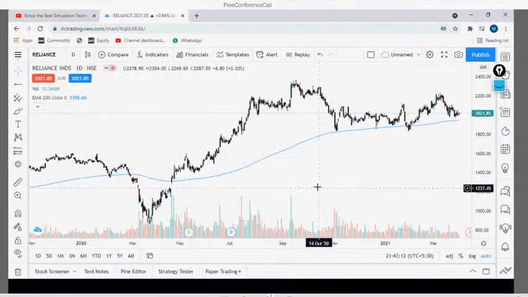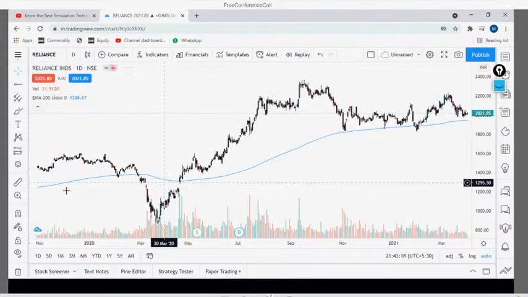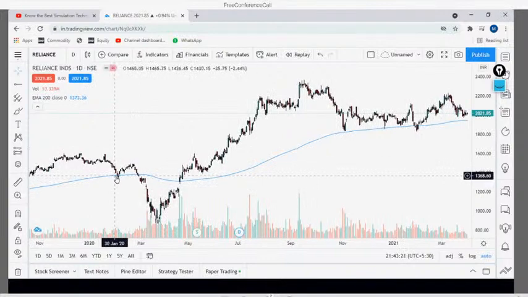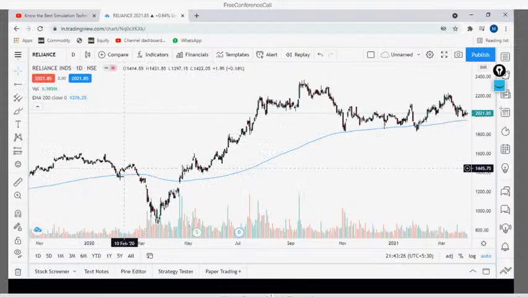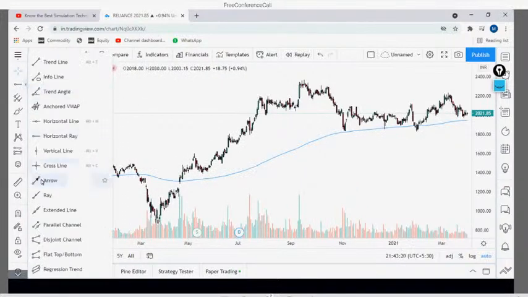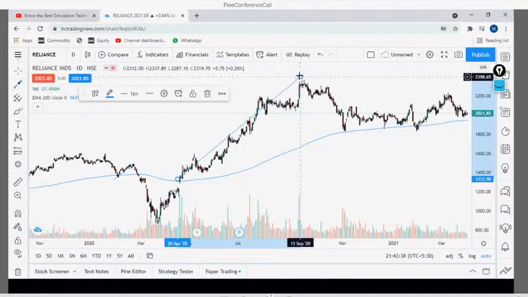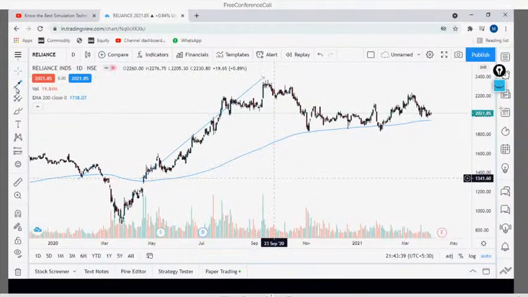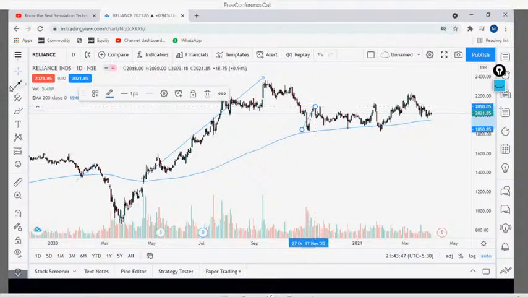For example, here in this case, I have added a moving average of 200. Whenever the stock closed above the 200 moving average, it has given a positive move. You can see here, this will give a positive move, but not a very big one. But here when it gave a good move, this was a very good move. From here also it gave a big move.